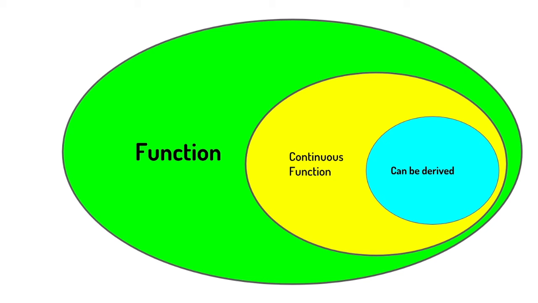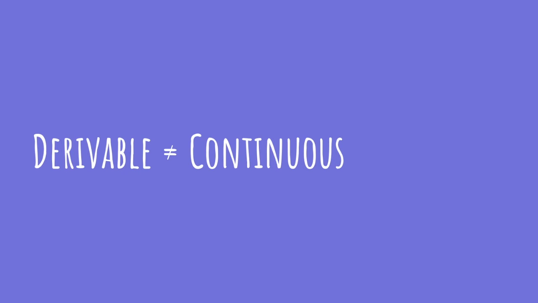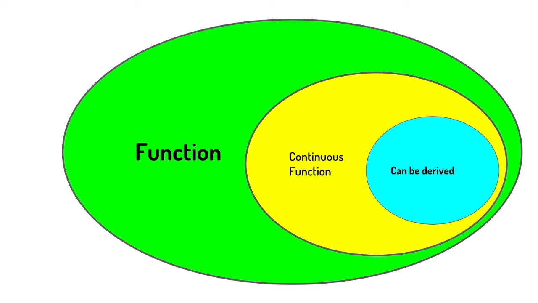So in all functions, there are continuous functions and there are discontinuous functions, like the one we just saw. And if a function is continuous, then we know that it can be derived. But we have to be careful: just because a function can be derived doesn't mean it is a continuous function. This logic does not always make sense. You might think it's weird because a derivable function is within the continuous functions, so logically, if it can be derived, it should be continuous.